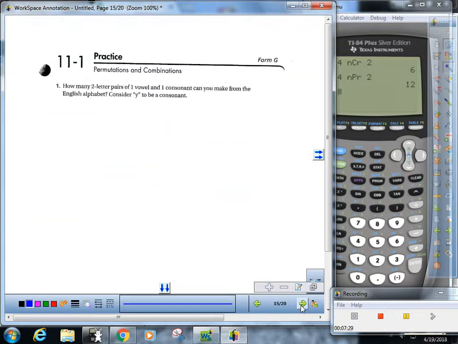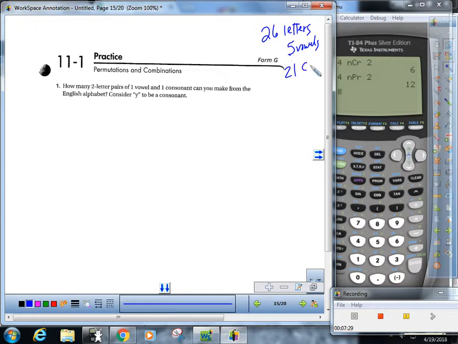So now we're going to do some of the homework for you. Number 1, how many 2-letter pairs of one vowel and one consonant can you make from the English alphabet? Consider Y to be a consonant. Well, we got 26 letters. Okay? And 6 vowels, right? Or is it 5? A, E, I, O, U. So this is 5 vowels in this case, where they're saying Y is a consonant.